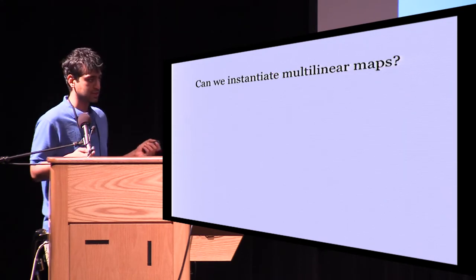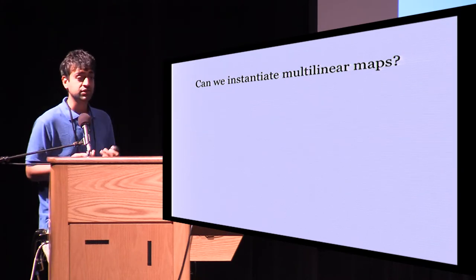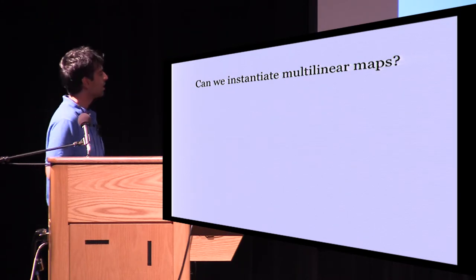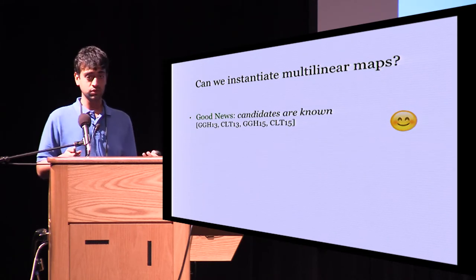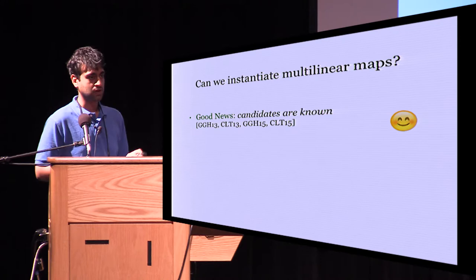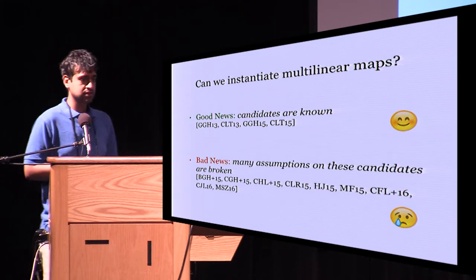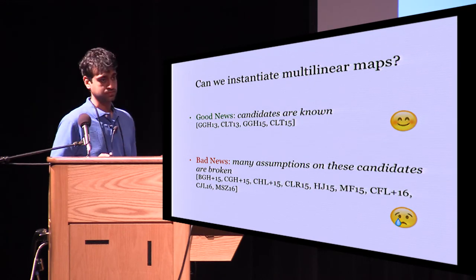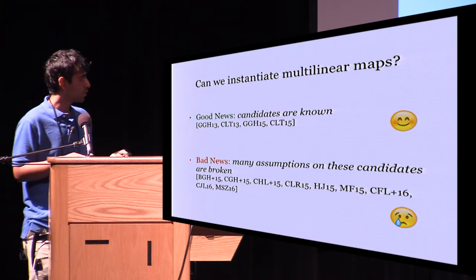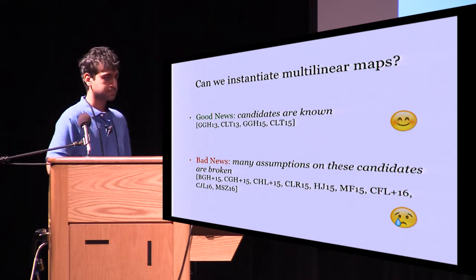Now that we have seen that we can build I/O from multilinear maps, the next question to ask is, can we instantiate multilinear maps? The good news is that there are several candidates of multilinear maps known, starting from the work of Garg, Gentry, and Halevi. But the bad news is that several concrete assumptions on M-maps are broken. In fact, there are also attacks on I/O candidates from M-maps as well.